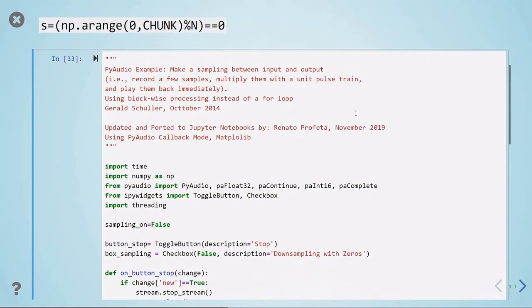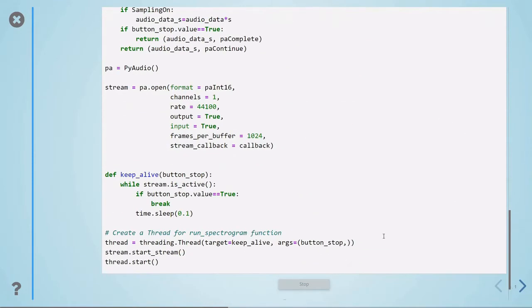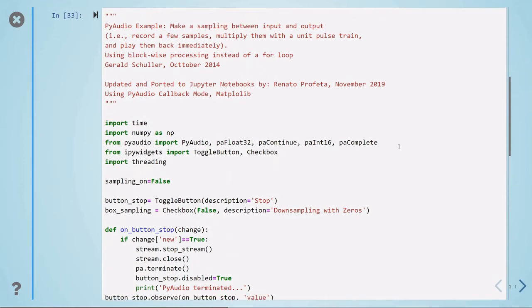This was originally an example from Professor Schuler, which I updated, made some improvements to, and ported to run inside Jupyter notebooks. So now we have a small GUI. Let's go through the code.